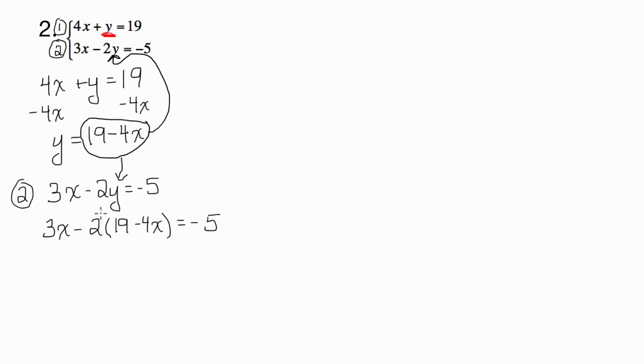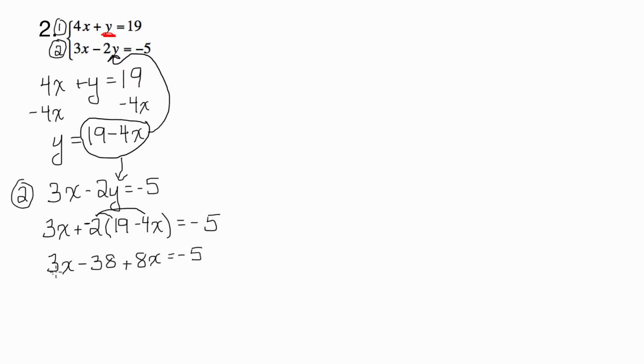Good. So now I'm going to distribute. Now remember here, I always tell my students, think of it as distributing a negative 2. So make this a plus and change that to a negative 2 there, and you're distributing the negative 2 in. So it's going to be 3x, and then negative 2 times 19 is negative 38. So you can do plus negative 38 or you can do minus 38. Okay, and then negative 2 times negative 4 is going to be positive, so plus 8x. Okay, and that equals negative 5, right?